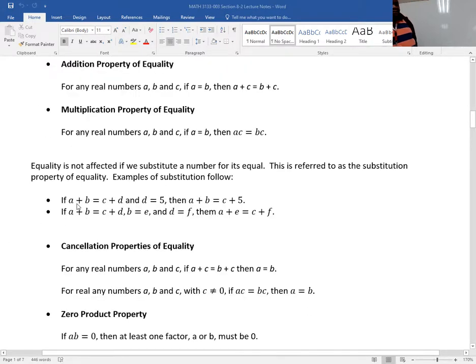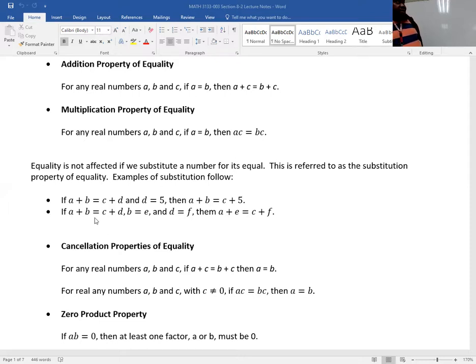Now, equality is not going to be affected if we substitute a number for its equal. And we call that the substitution property of equality. And here's some examples. If I have A plus B equal to C plus D, let's say D is equal to 5. I can substitute that D in this equation with 5 to get this. So A plus B will be equal to C plus 5. So here, the equality remains the same, even if we substitute.